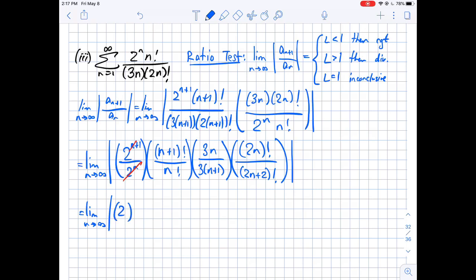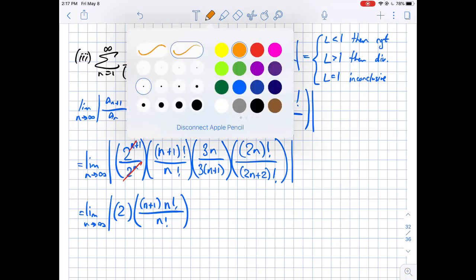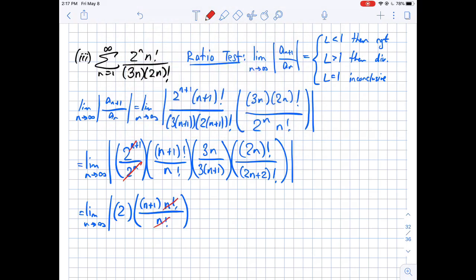Now, (n plus 1) factorial over n factorial, we saw in the last video how we deal with that. We take the larger factorial and rewrite it in terms of the smaller factorial. So that's (n plus 1) times n factorial over n factorial. Then we cancel the factorials with each other, leaving us with just n plus 1. Then we have 3n over 3 times (n plus 1). And that one we're going to leave. It doesn't really need to be simplified.